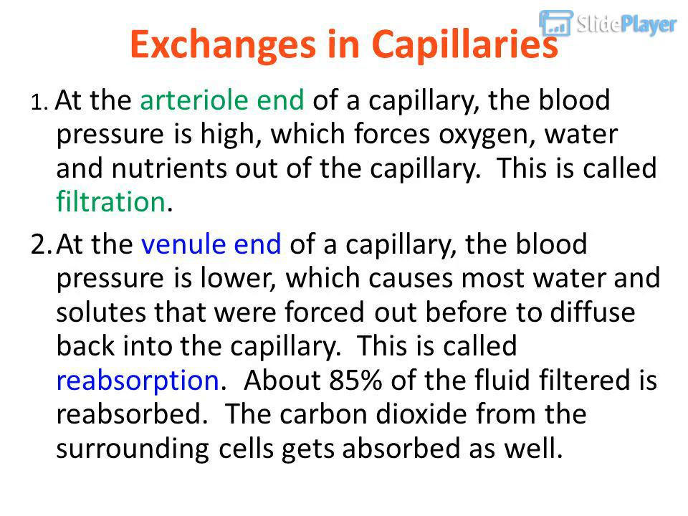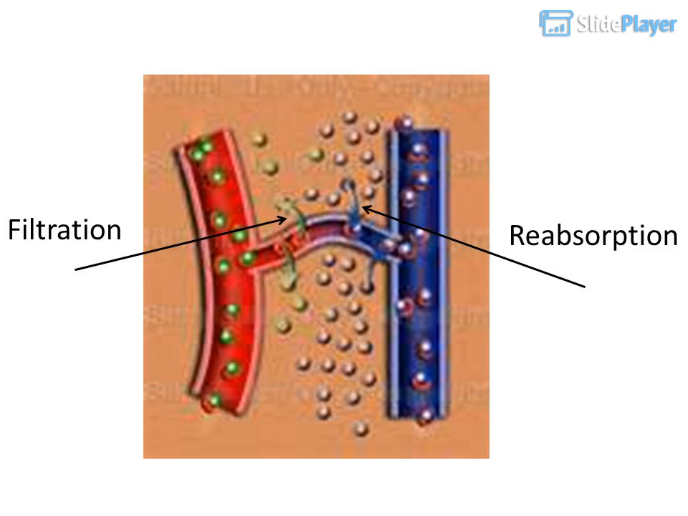Exchanges in capillaries. 1. At the arterial end of a capillary, the blood pressure is high, which forces oxygen, water and nutrients out of the capillary. This is called filtration. 2. At the venule end of a capillary, the blood pressure is lower, which causes most water and solutes that were forced out before to diffuse back into the capillary. This is called reabsorption. About 85% of the fluid filtered is reabsorbed. The carbon dioxide from the surrounding cells gets absorbed as well. Filtration. Reabsorption.